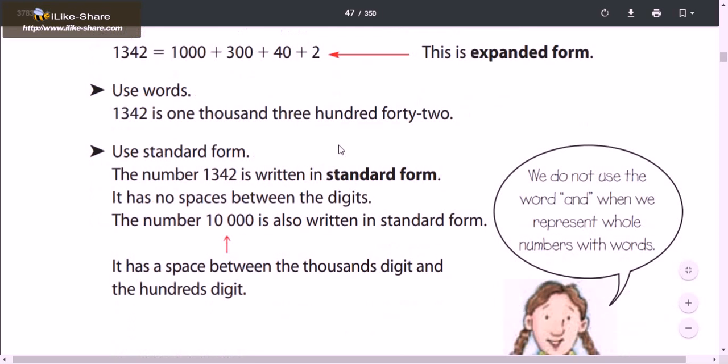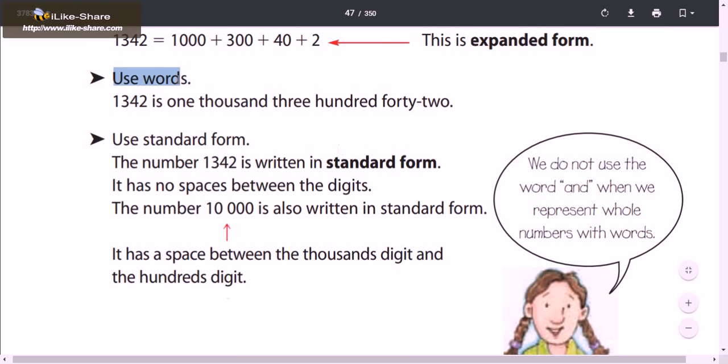The next way is to use words and actually write in our English language. So, one thousand three hundred forty-two. Now you will notice I haven't used the word "and," and the reason is because "and" does not mean whole numbers. It means I'm using decimals, which we're not doing quite yet. We'll get to that later in the year.